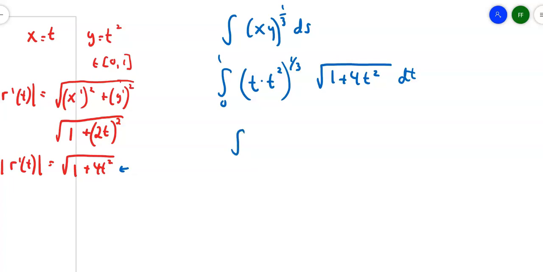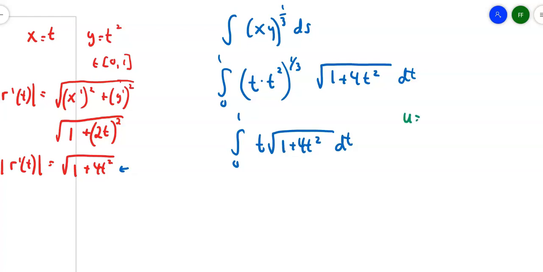This becomes the integral from 0 to 1. T times t squared is t to the 3rd. T to the 3rd to the 1/3 is just t. So I get t times the square root of 1 plus 4t squared. And maybe this is worth going all the way through as a nice little reminder of u substitution.